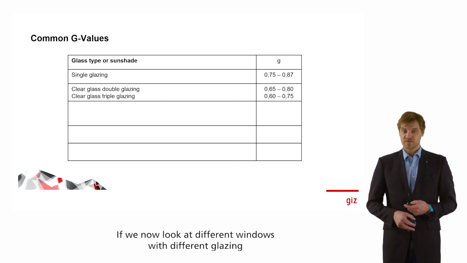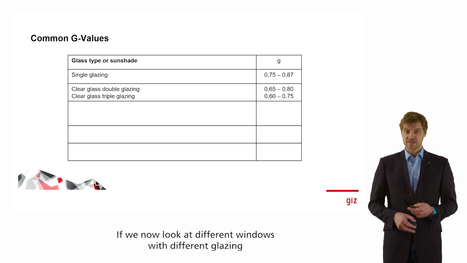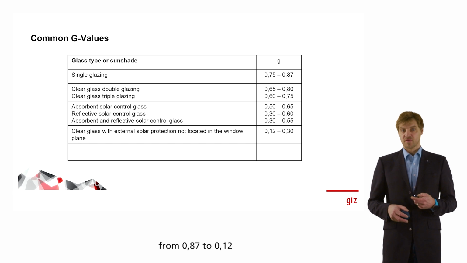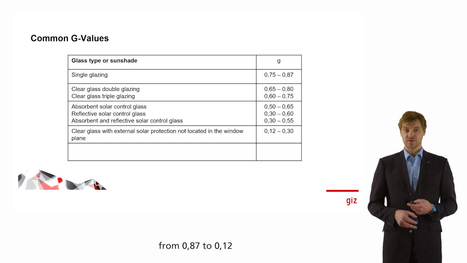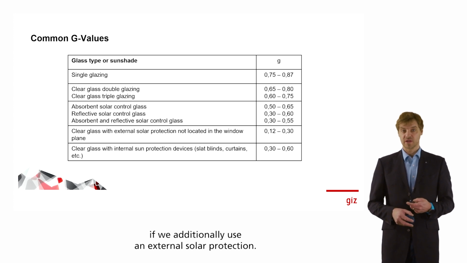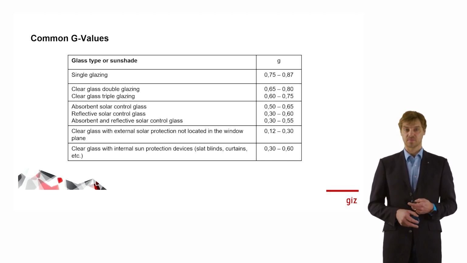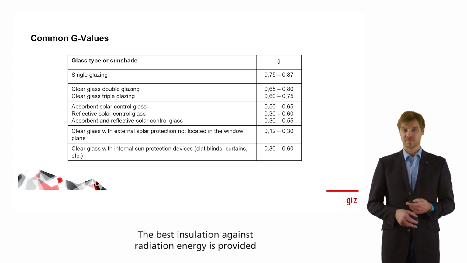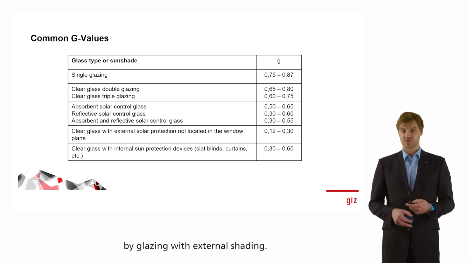If we now look at different windows with different glazings, we see that the G value can be reduced from 0.87 to 0.12 if we additionally use an external solar protection. The best insulation against radiation energy is provided by glazing with external shading.